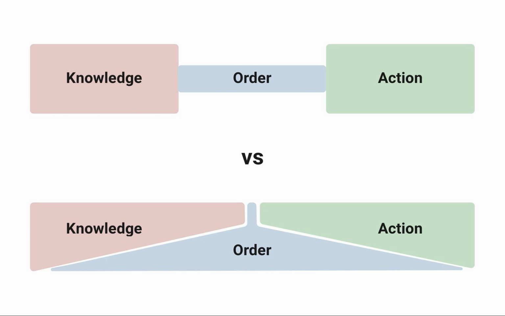All right, so let's go into this knowledge and orders part in a little bit more detail. In order to place an order, 2 types of knowledge are required. First, knowledge of what is wrong, and second, knowledge of the next step.